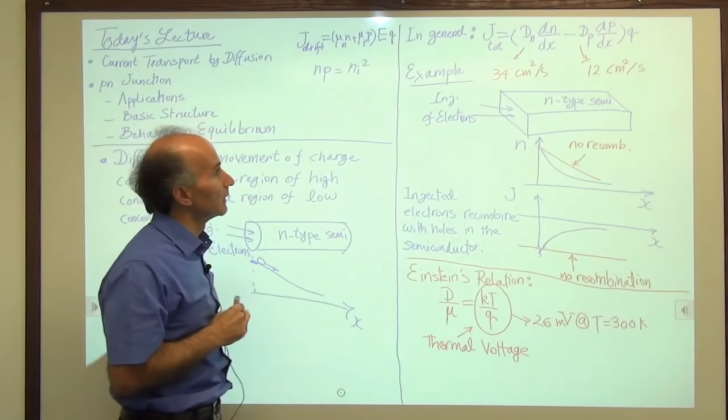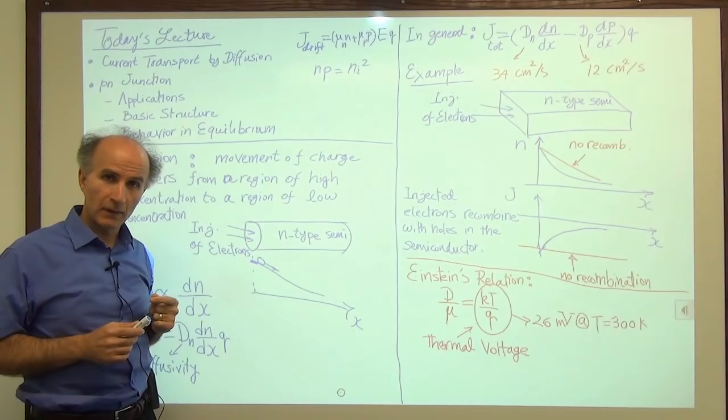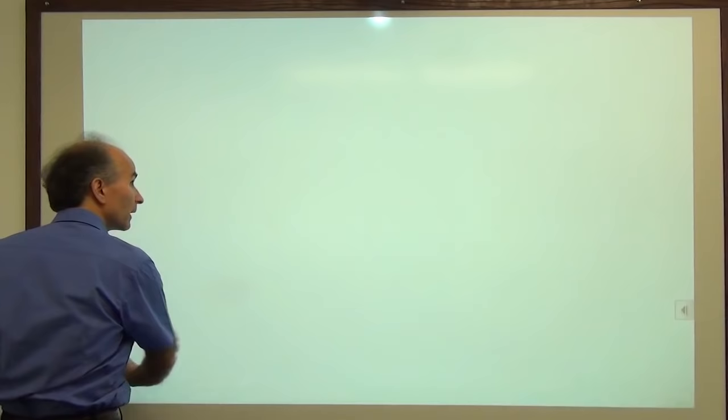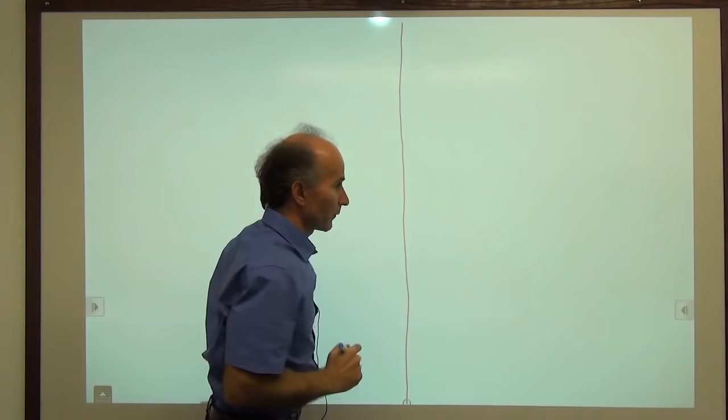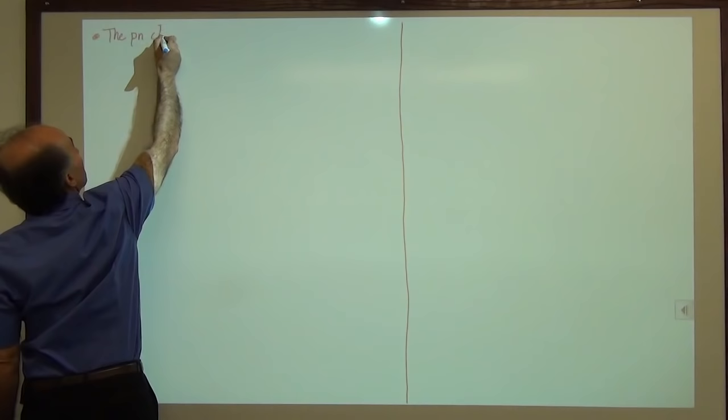Very well. We are now ready to apply the knowledge that we have developed so far to the first electronic device that we can build, namely a PN junction. So for that, I will add a new page. And I will draw a line in the middle. Okay, so we're going to study PN junctions. The PN junction.